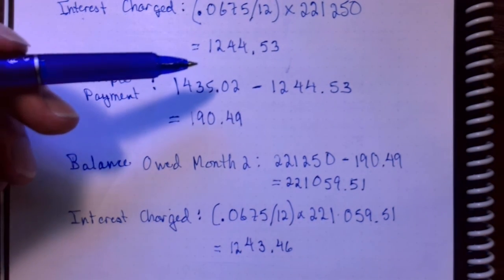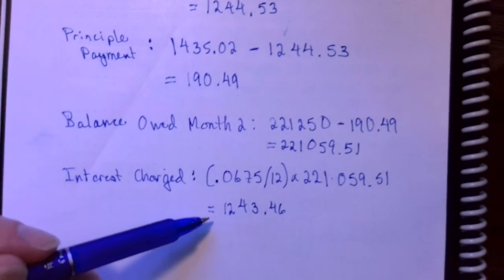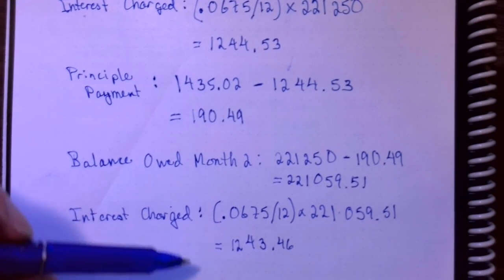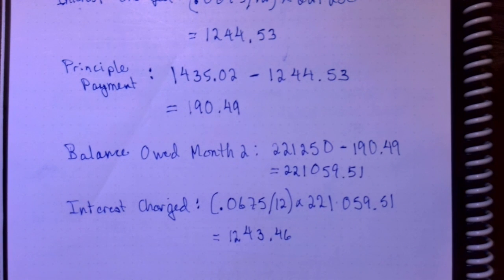Okay, so I want you to compare these two. This is the amount of interest that you had to pay the first month. This is the amount of interest that you had to pay the second month. Notice it's a little bit less. Each month that trend is going to continue. Each month less and less of your payment is going to go towards interest, and more is going to go towards paying down the principal.